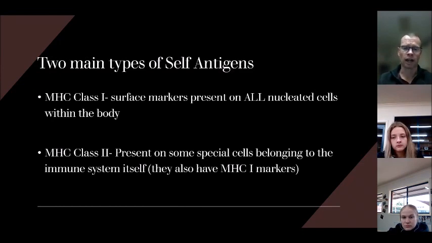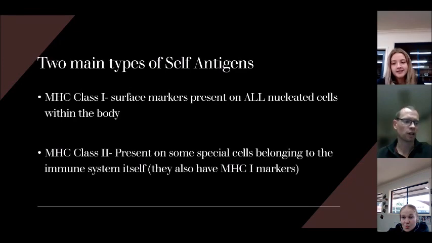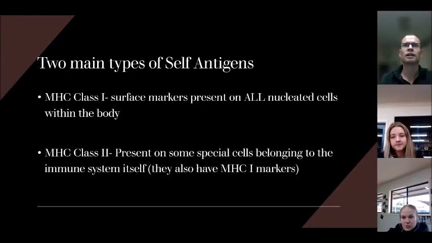What are the only cells in your body that don't have a nucleus? Red blood cells. Yeah, mature red blood cells don't have nuclei. So every other cell of your body has nuclei, and every single one of those has these MHC class 1 markers on them. MHC class 2 are only present on immune cells. They also have MHC class 1, so they have both. Immune cells have both, but MHC class 2 are only on immune cells.